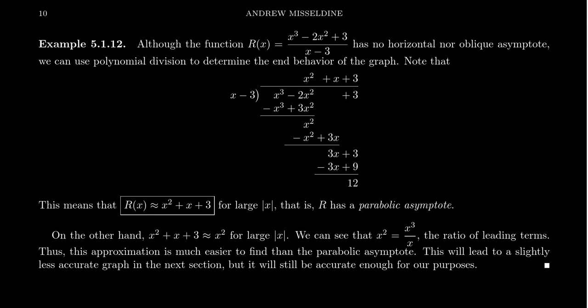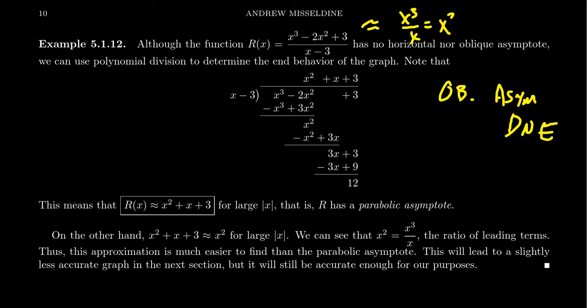Okay? In this example, let's see. If we take the rational function r of x equals x cubed minus 2x squared plus 3 over x minus 3, in this situation, the top and bottom differ by 2 degrees, so there's no horizontal asymptote, but there's also no oblique asymptote. So admittedly, if you're asking for oblique asymptotes, the answer would be none. There doesn't exist one. This is still a top-heavy function. And so like before, the end behavior is going to look like x cubed over x, which is x squared. So this function will be approximately x squared. It'll have the same end behavior.